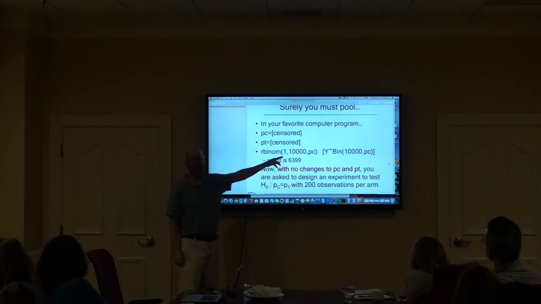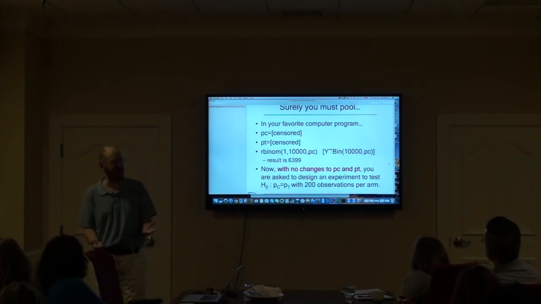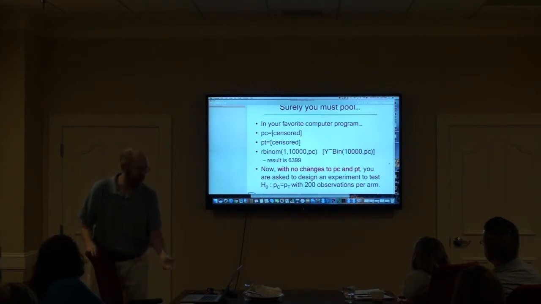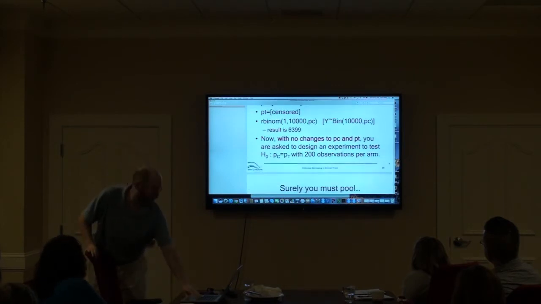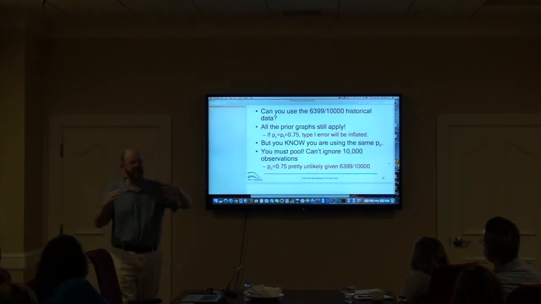I claim you have to pool this data. This is real data on the control arm, and you know it just came from PC. There's no rational way you're going to ignore 6,399 out of 10,000 in favor of the 200 in the current study when I just told you I used the same parameter. But that doesn't mean there's not still sampling variability. I could still generate those type 1 error graphs, and if I got a random low, then I'm going to get type 1 error inflation. But you're still going to pool. I'm just going to leave that as a bomb in the room.